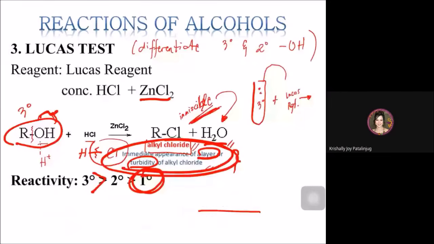Okay? So let's try to analyze. Let's say, for example, this is a tertiary alcohol. A tertiary alcohol has 3 R groups, right? 3 R groups attached to the carbon bearing the OH. As observed in tertiary alcohol, the carbon bearing the OH is also surrounded by other carbons.